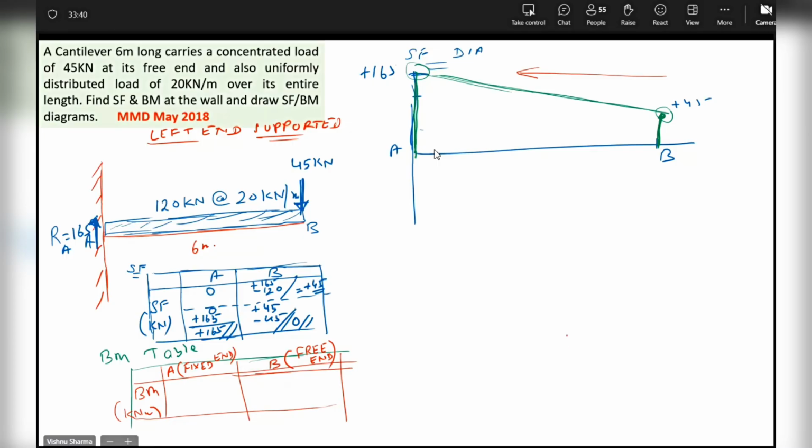Right to left, sir. You're going in this diagram right to left. When you go from right to left, the sign convention gets reversed. That means whatever SF area is above the x-axis, the BM will be negative, because SF is positive, BM will be negative. Correct? We discussed this in the 2.55 meter question also yesterday, where I was talking about the triangle above the x-axis. You remember yesterday's discussion?